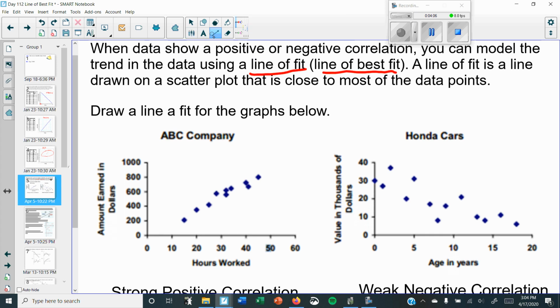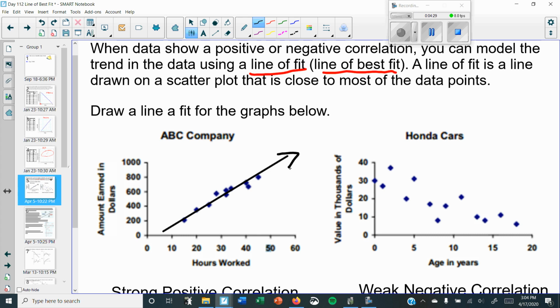So what you want to do is, and sometimes I mess it up on the first one. Let's try this. So you want to try to get a line through about the middle of them. Okay? And then you would draw an arrow only on one side because you can't have negative hours worked. You can't have negative dollars.